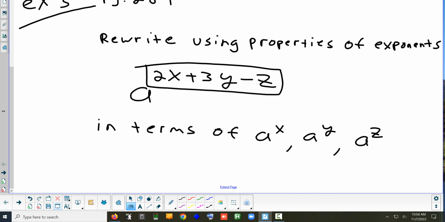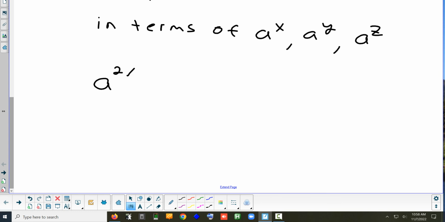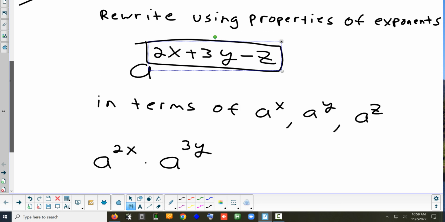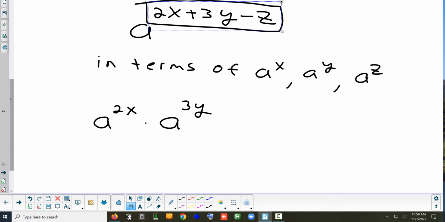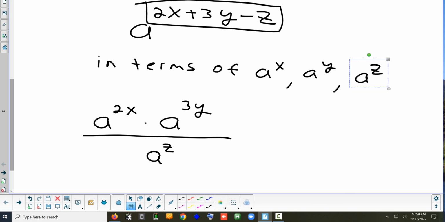What would I have had originally if I have a to the 2x plus 3y? Just start with that. A to the 2x times a to the 3y. Now minus z. What would cause me to have to subtract something? Right, if I had division, then what would I be dividing by? A to the z. Okay, so now we've got one part of it. We've got the a to the z.